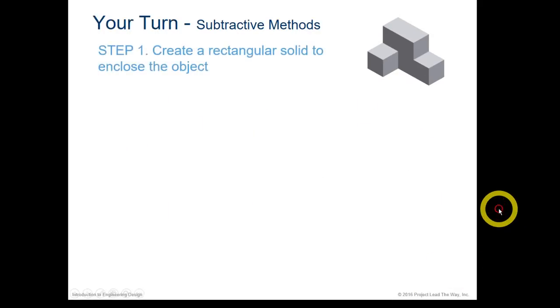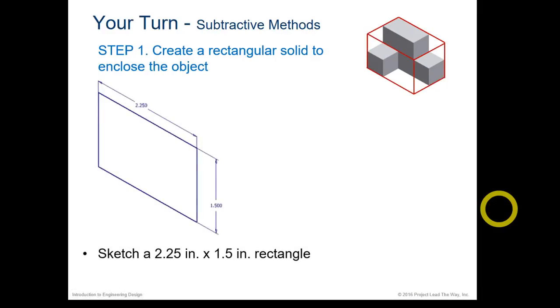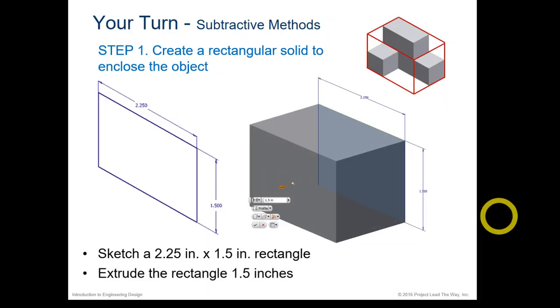So let's get started. The first step is to create a rectangular solid to enclose the object. To do this, in Inventor, we will need to sketch a 2.25 inch by 1.5 inch rectangle, and then we will extrude it 1 1/2 inches. Let's get started.